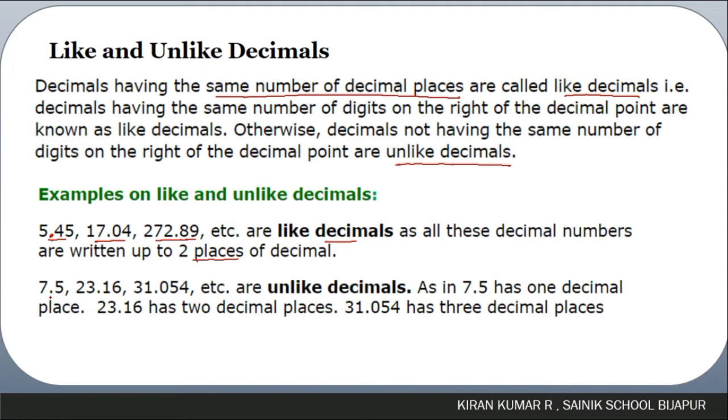Look at 7.5, 23.16, 31.054. Here the number of decimal places after the decimal point are not the same. 7.5 has one decimal place. 23.16 has two decimal places. 31.054 has three decimal places. These are unlike decimals.